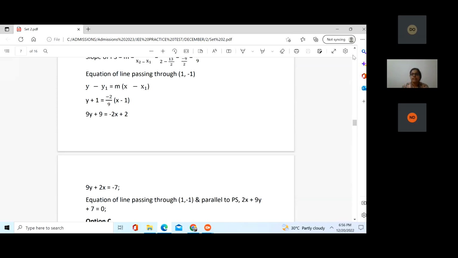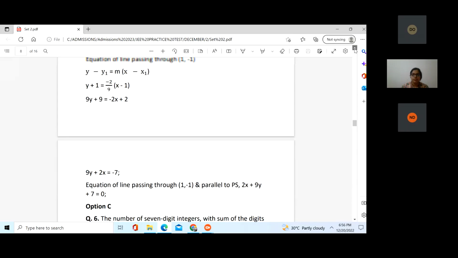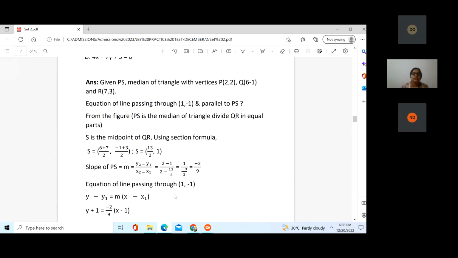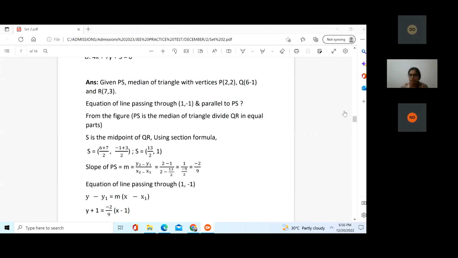And this is given in option C. So option C becomes the correct answer. So just hold on for a minute. We'll discuss this question once again. I think some students are having doubts. I could see somebody raise their hands.